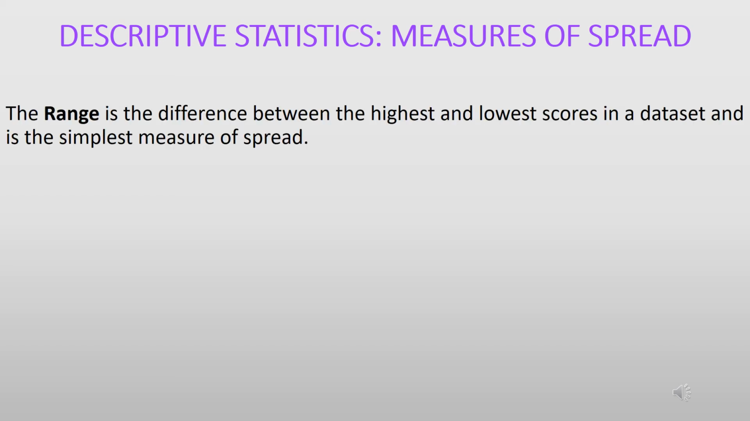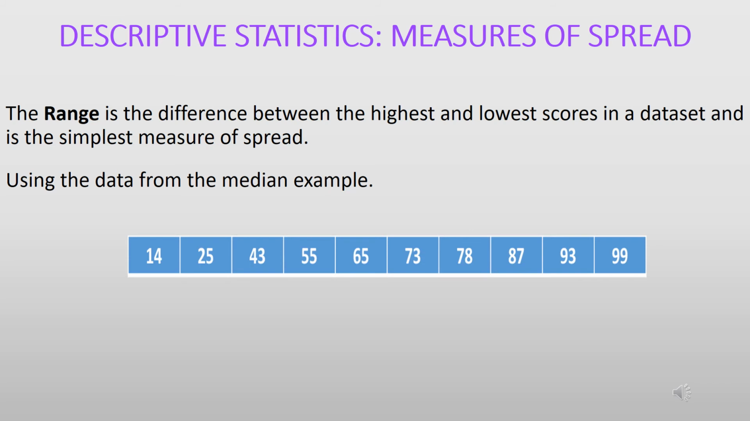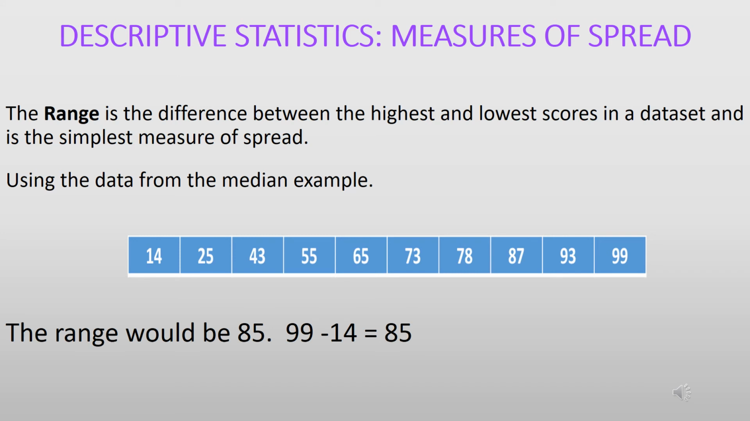Range is the difference between the highest and lowest scores in a data set and is the simplest measure of spread. Using the data from the median example with our data sets containing 14, 25, 43, 55, 65, 73, 78, 87, 93, and 99, the range would be 85. 99 minus 14 is 85.